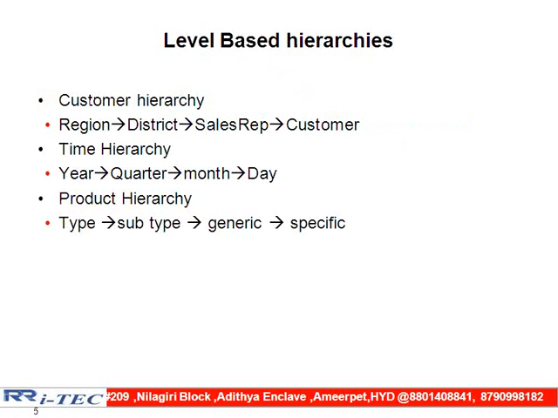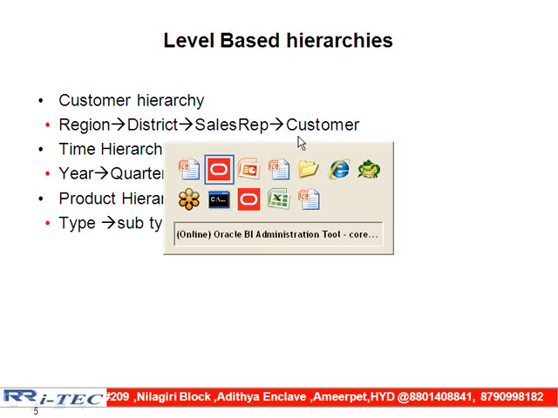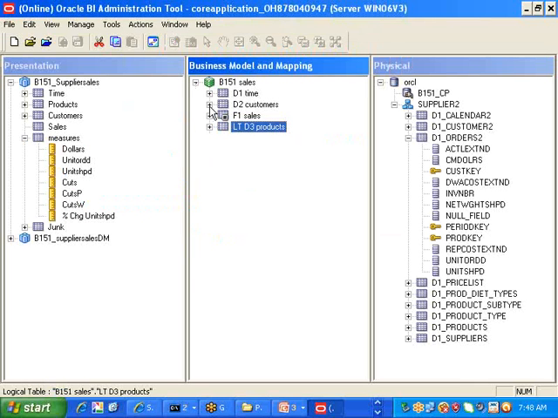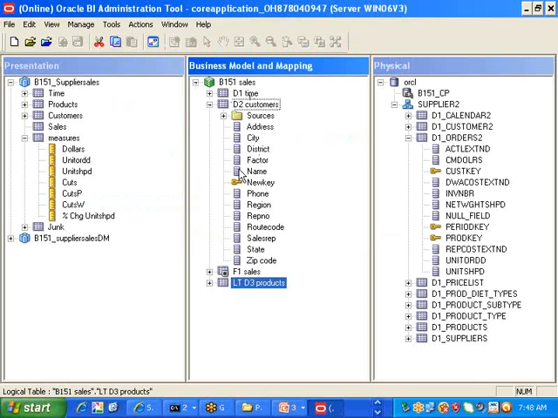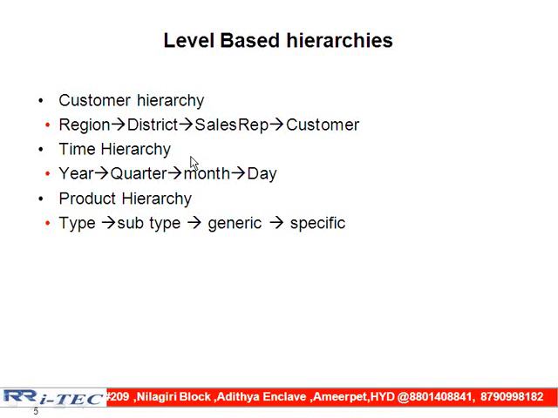Now, some level-based hierarchy requirements I am giving. One is customer hierarchy. The customer hierarchy requirement is: region, after that district, after that sales rep, after that customer. I gave this example as per my data availability. In this customer table, based on whatever columns are available, I gave this hierarchy. My requirement is to have 4 levels. That means my reports will have region-wise analysis, district-wise analysis, sales representative-wise analysis, customer-wise analysis.